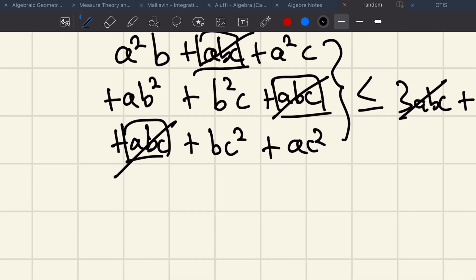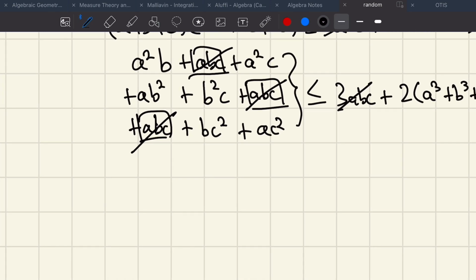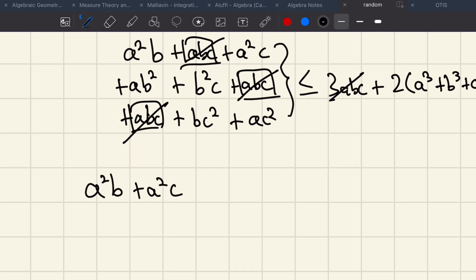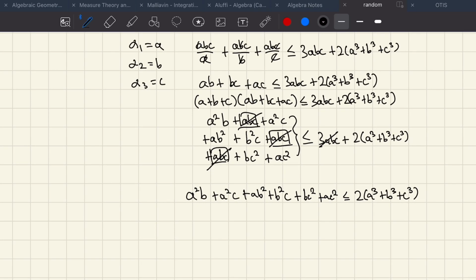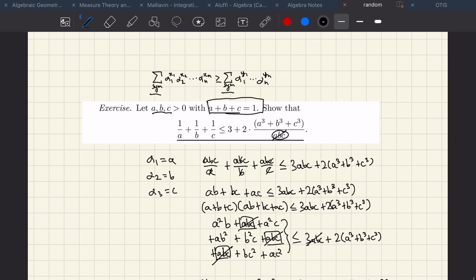So let's rewrite the inequality in the form that we have now. All of these steps are just used to set up the inequality that we will use later, the Muirhead inequality. Plus B squared C plus BC squared plus AC squared is less than or equal to 2 times A cubed plus B cubed plus C cubed. Now we have everything necessary to use the Muirhead inequality, which I'll bring down here.